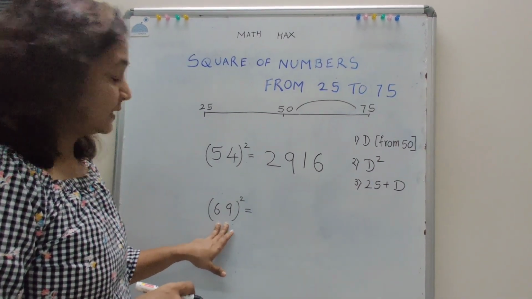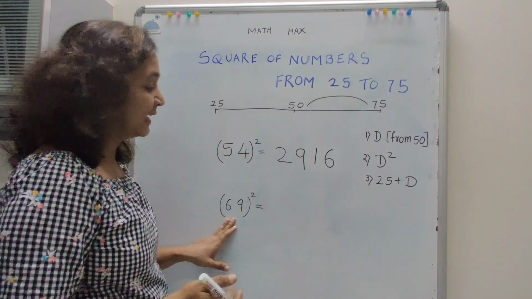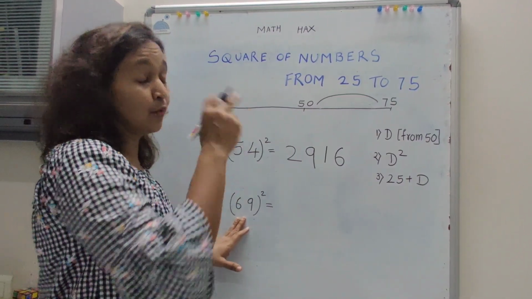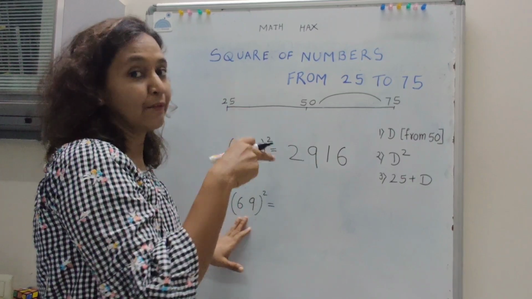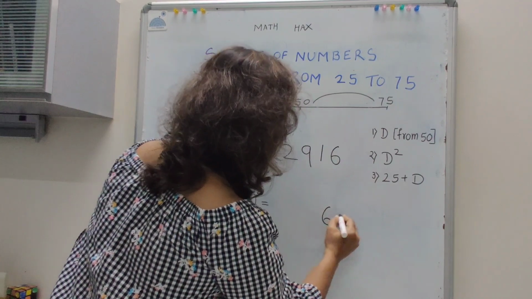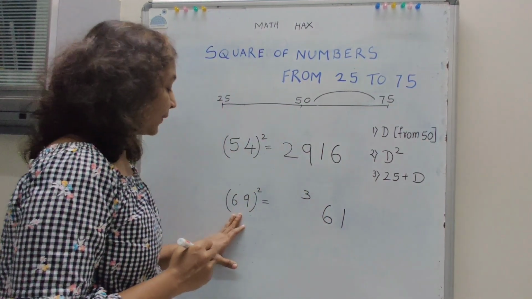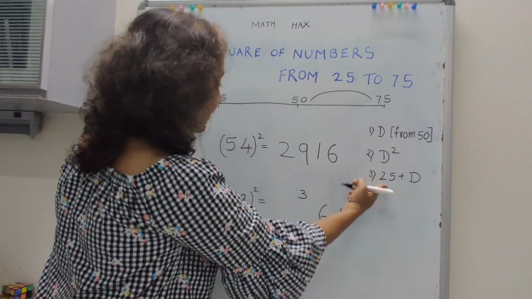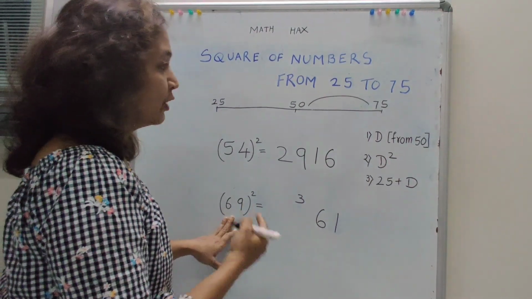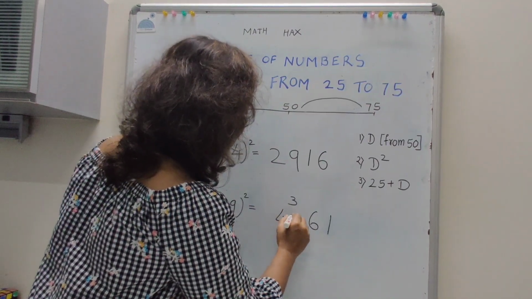Let us take one more bigger example. We want to find the square of 69. Now 69 is how far from 50? 19 digits away. So difference is 19. What is the square of 19? So that's why you want to remember all those 1 to 25 squares by heart. Square of 19 is 361. So you write down 61 here because you need only 2 digits. The 3 will go as a carryover. And now this step. 25 plus 19. Difference was 19. 25 plus 19 is 44 and 44 plus 3 is 47.